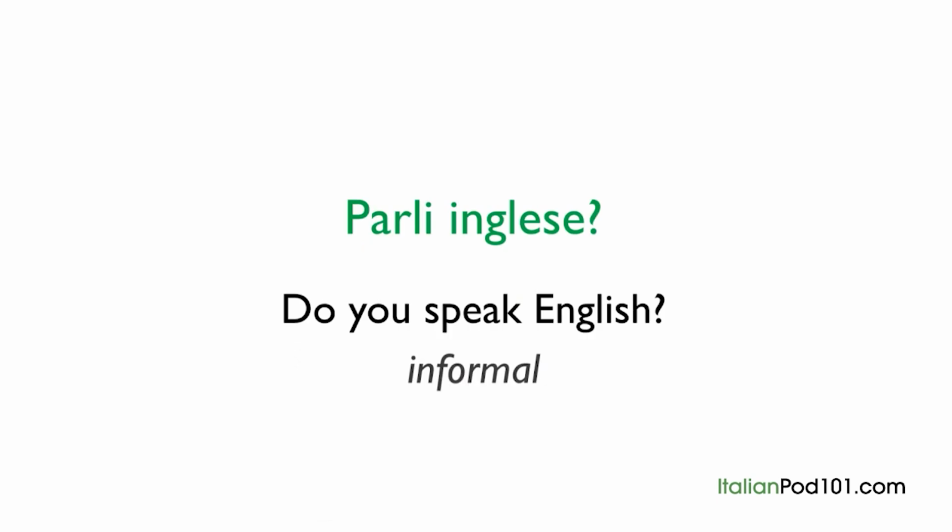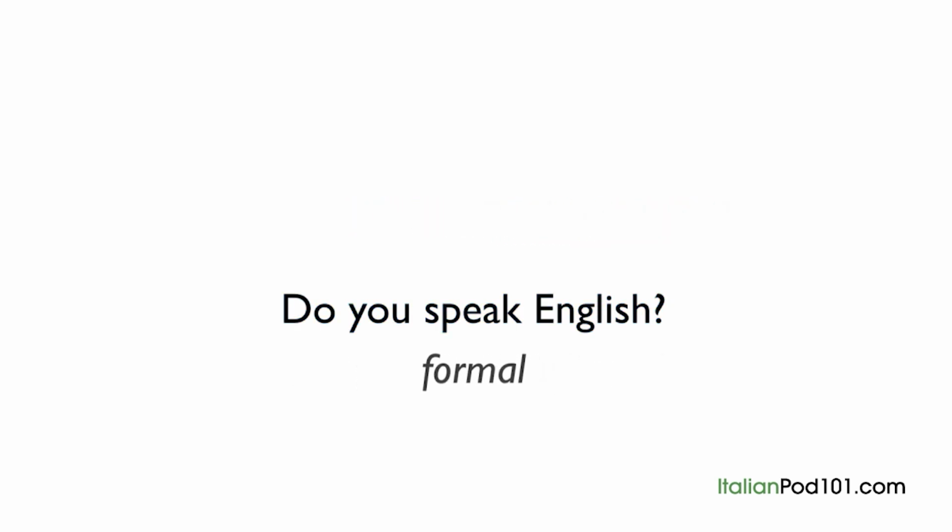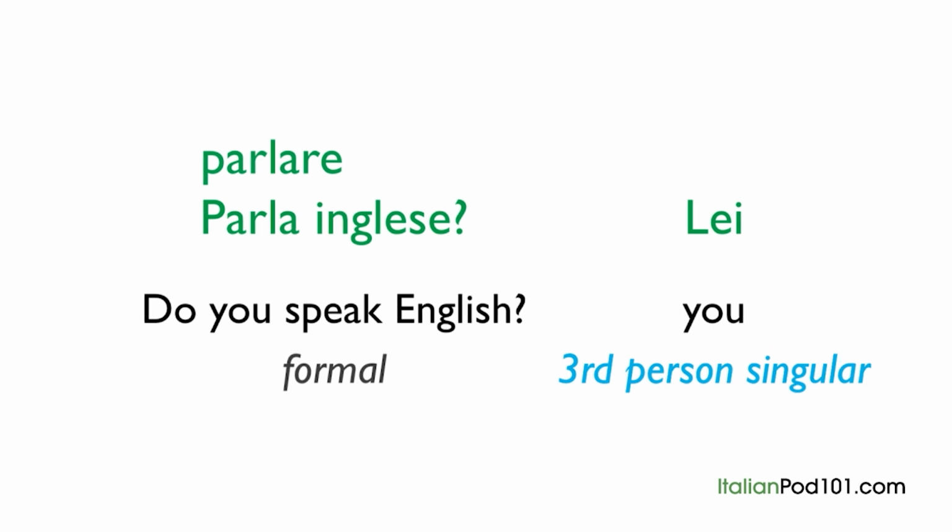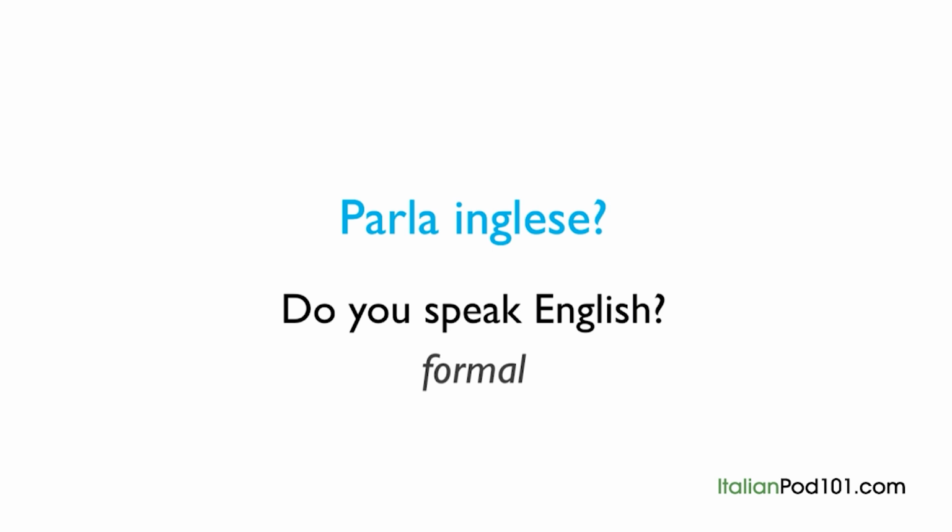To learn how to properly conjugate are verbs like parlare at the present indicative, please look at our Absolute Beginner series. You can find very detailed grammar lessons on ItalianPod101.com. But now, let's go back to parli inglese. Inglese is the adjective that means English. When asking the question, do you speak English, in a formal situation, you should switch the verb parlare into the third singular person, lei. The result is parla inglese?